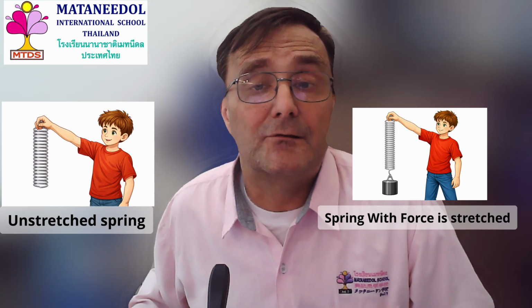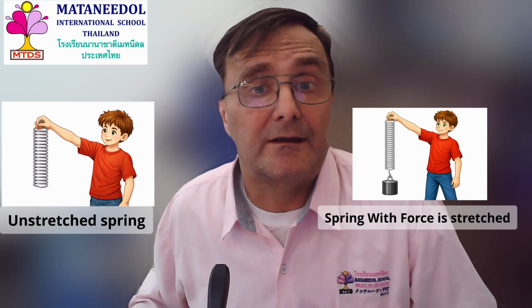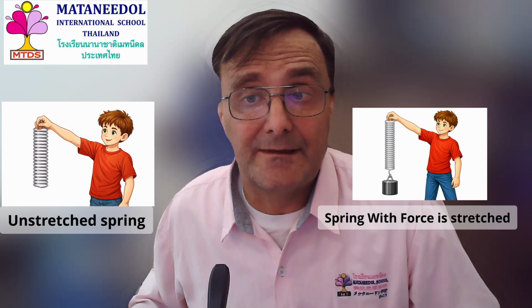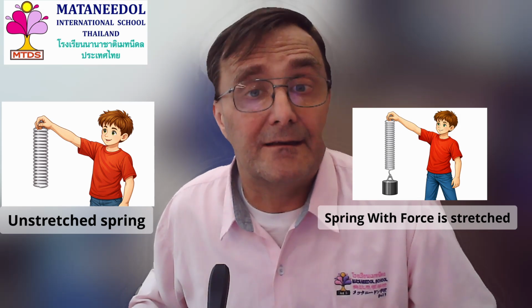The main idea of Hooke's law is very simple. It says that the extension of a spring is directly proportional to the force applied, as long as the spring is not overstretched. In everyday terms, that means if you double the pulling force, the distance the spring stretches is twice as much. If you triple the force, the distance also triples.